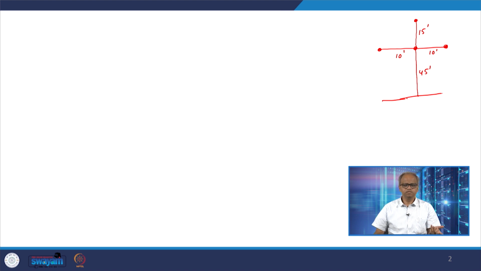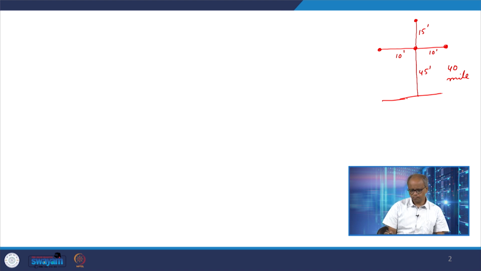This was the line we considered, and we also gave the values of the resistances and all that. We considered that the total length of the line is 40 mile. In the earlier example, the values of different resistances and so on were all given.